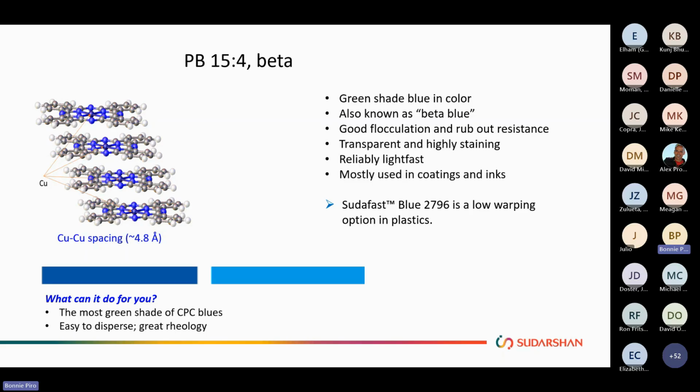Like the alpha 15:2, the beta 15:3 is typically used for coatings applications for the same types of reasons. It provides an easier dispersion and very good rheology because of the extra finishing steps used to create them. The 15:4 will be a little more to the greener side than the 15:3. So there are a lot of options there that can help fill your space.